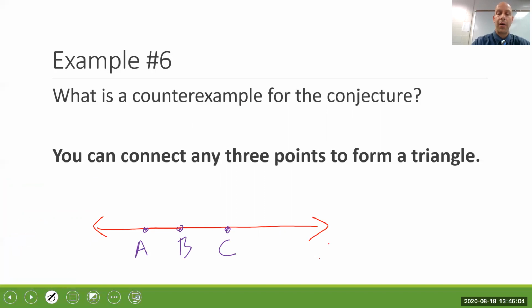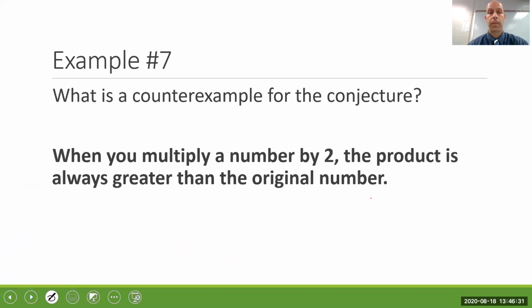We'll call it line L. So can I make a triangle out of those 3 points, A, B, C? You cannot. If you were to connect these 3 points with line segments, you would get a line segment, not a triangle. So these 3 points do not form a triangle. So this picture diagram is my counterexample. Okay, let's do one more of these.